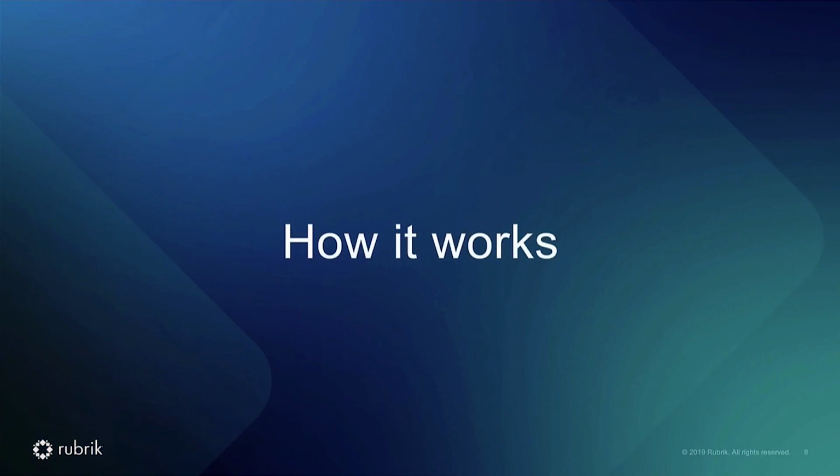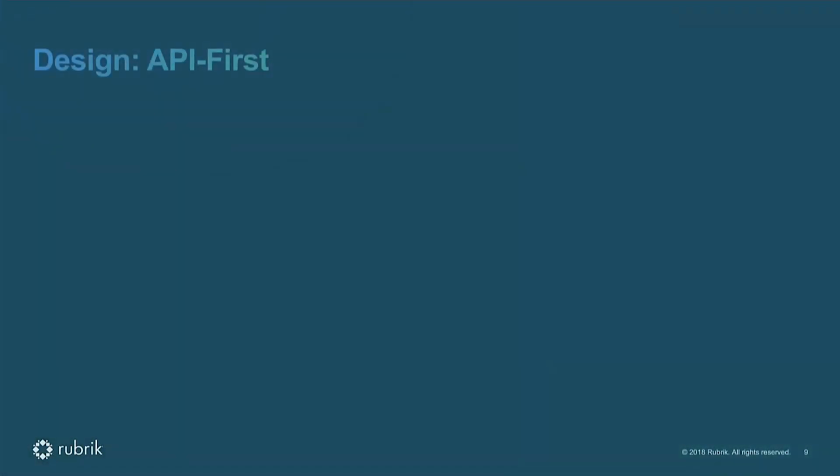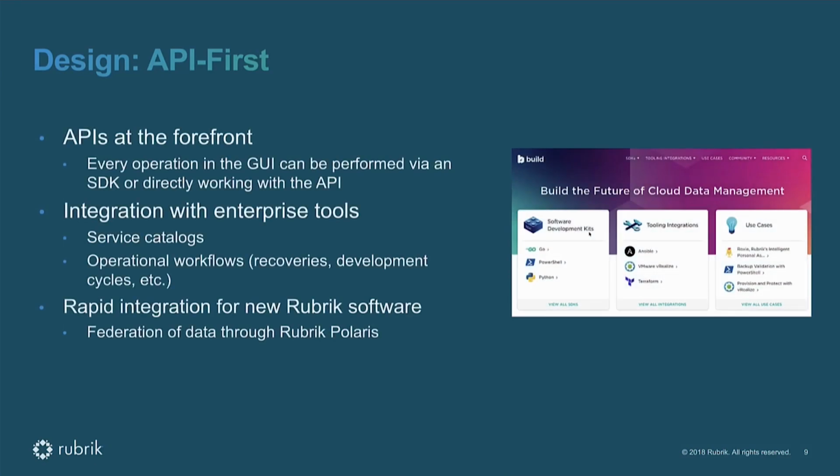So now that we have an idea of the architecture, let's take a closer look at how it works and the principles of our design, security, and performance. A key design principle is our API first approach. The simple way to understand this is any action taken within our interface can be performed through an SDK or directly working with the API. So what this does is it highlights the modern approach to our software development. It also provides endless integration capabilities.